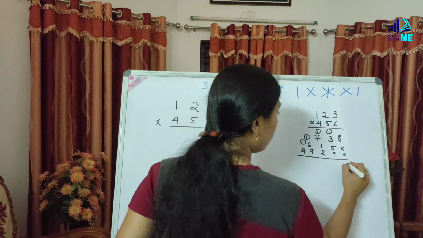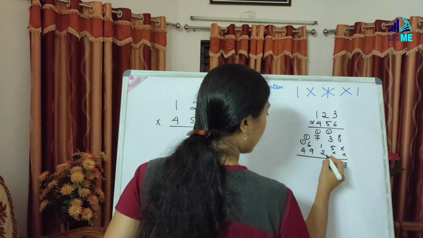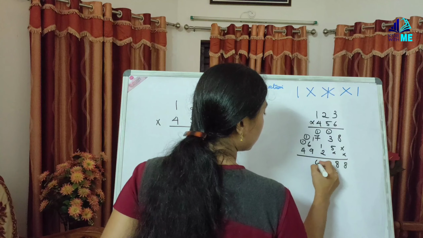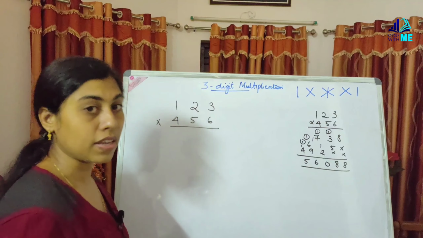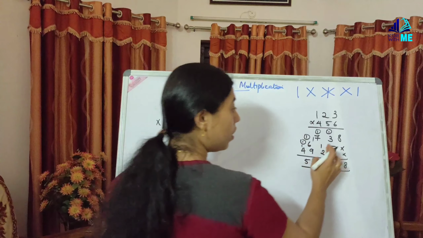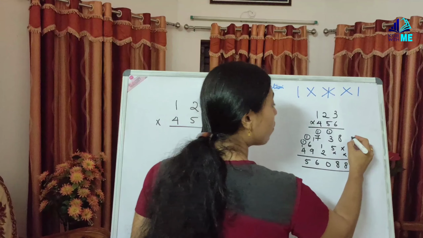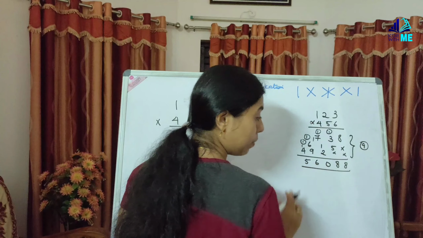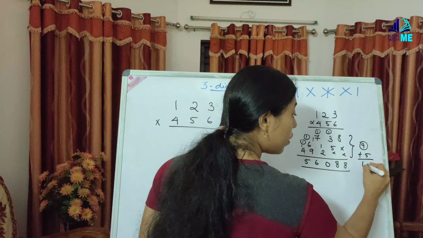So we have come to our answer, and that is 8 plus 2, 10, and here it is 16. So 56088 is our answer in the traditional method. Here we can see how many operations there are in total: 3 multiplications, 3 multiplications, and 3 multiplications. So in total multiplication has been done 9 times and addition has been done 5 times. So in total we have 14 operations.